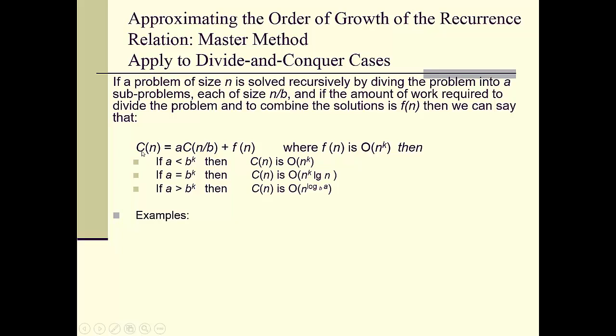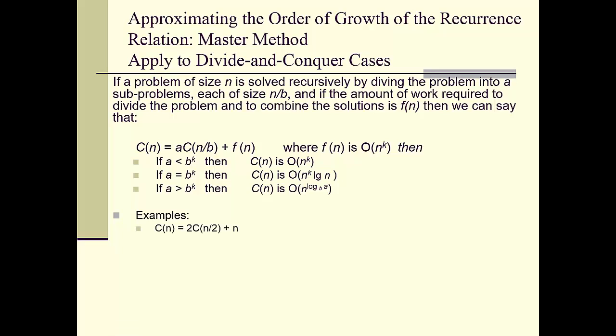What does it mean when we have C of n is equal to a C of n over b plus f of n? Remember that this is the divide and conquer approach. The general idea is that we take a problem of size n and divide it into a problems, each of size n over b. However, to divide the problem and then to combine the solutions, it's going to cost me f of n basic operations.